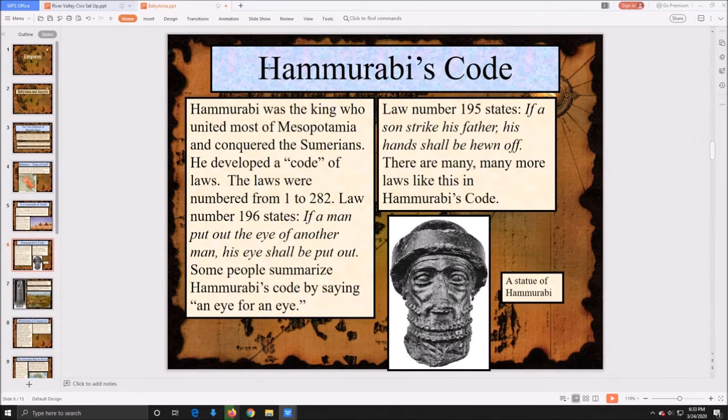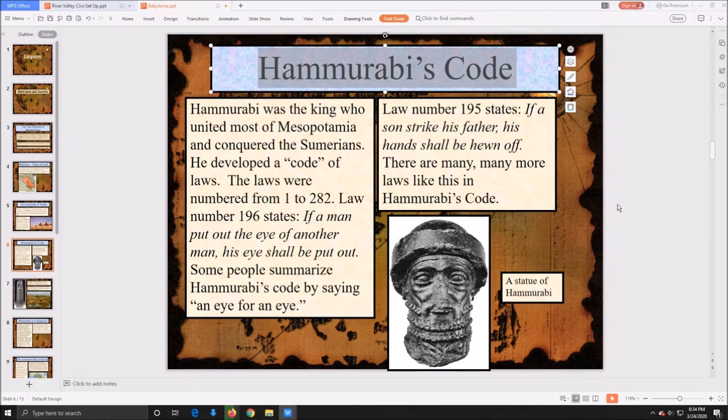Make a new bullet, if you would, please, and write down Hammurabi's Code. So, new bullet and write down Hammurabi's Code. Hammurabi's Code is 282 laws that were created by him, and they're a code of laws. Okay, so when you use the word code, you're talking about, in this case, a code of laws, basically just a book of laws. And there's 282 laws that Hammurabi had put together.